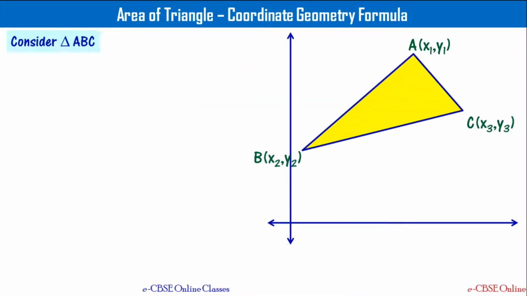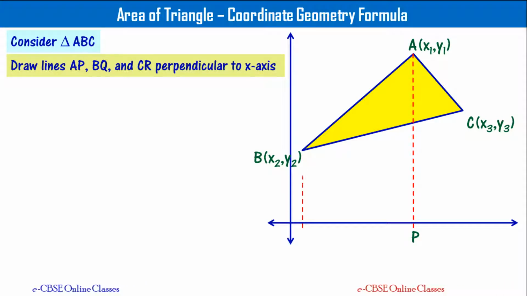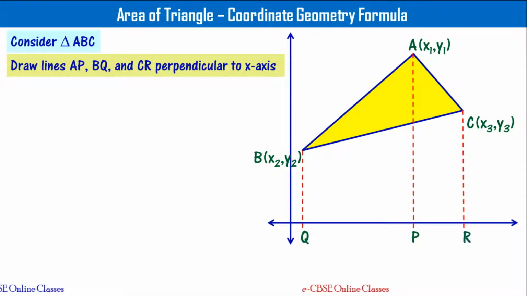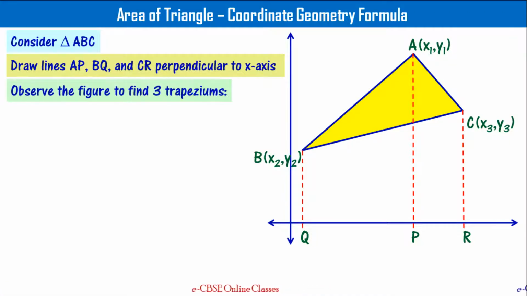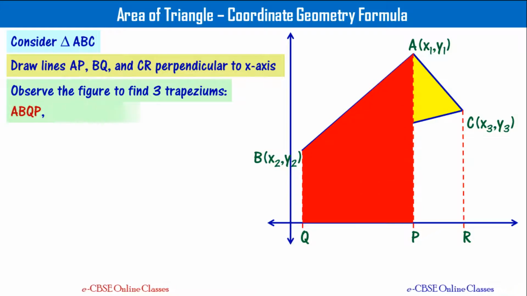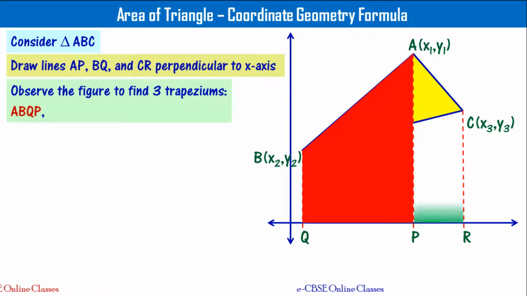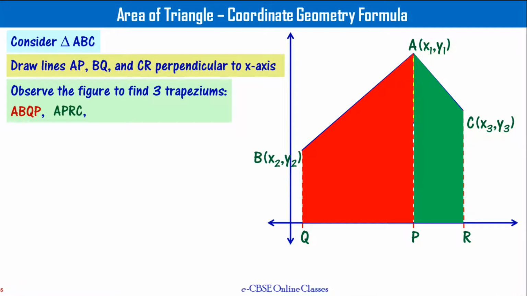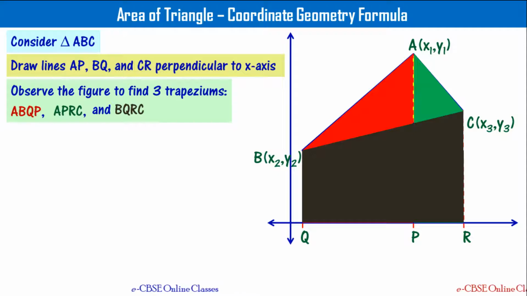Let's consider the same triangle, triangle ABC, and draw lines AP, BQ, and CR perpendicular to x-axis as shown in the figure. If you observe this particular figure, you can find three trapeziums within the figure. Trapezium ABQP is shown in red color. Trapezium APRC is shown in green color. And trapezium BQRC is shown in black color.